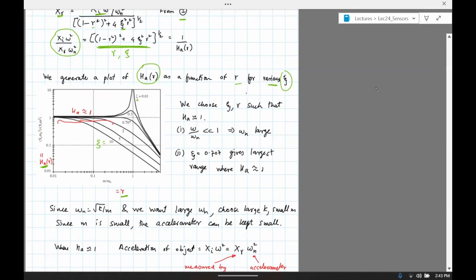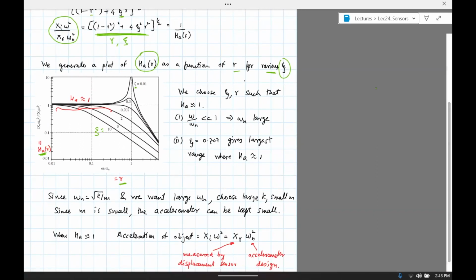Now, what is HA? HA depends on R and psi, but R depends on omega n, and psi depends on these things, B and K, the spring constant and damping. So I can choose whatever I want B and K to be because I make the whole system setup. What I can do is choose B and K such that HA is in this range. HA is close to 1.